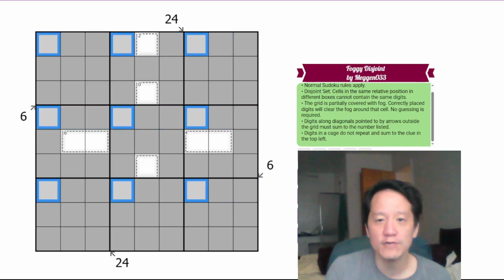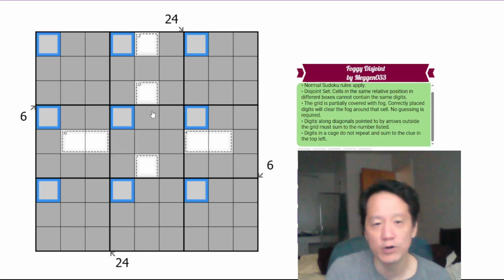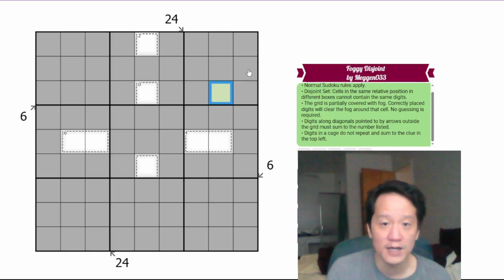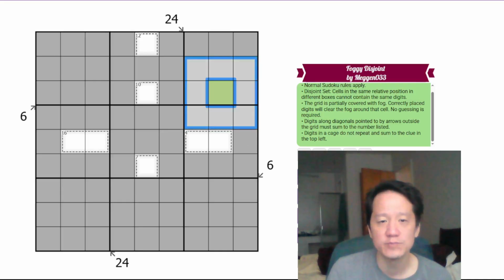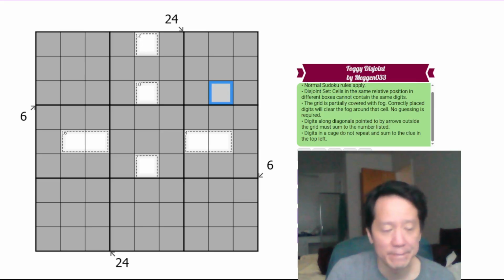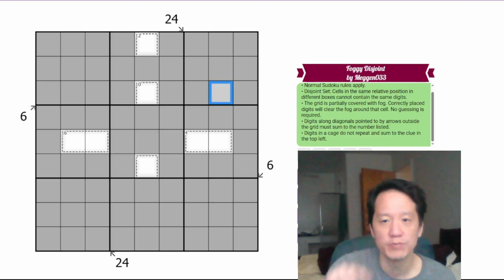We also have that the grid is partially covered with fog. Correctly placed digits will clear the fog around that cell. No guessing is required. So if you place a digit correctly, say in this cell, it would clear the fog in that cell and in the 8 surrounding cells around it. And you don't have to guess, because you should be able to logic out this entire puzzle.